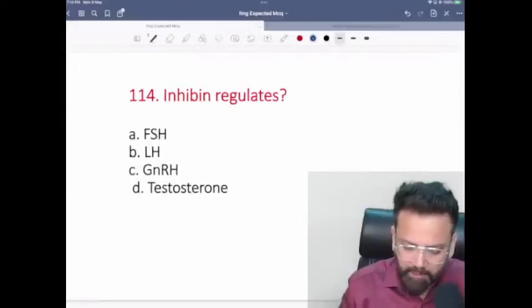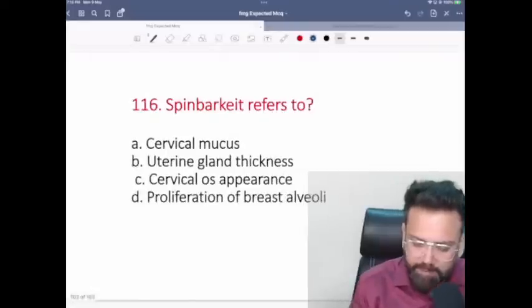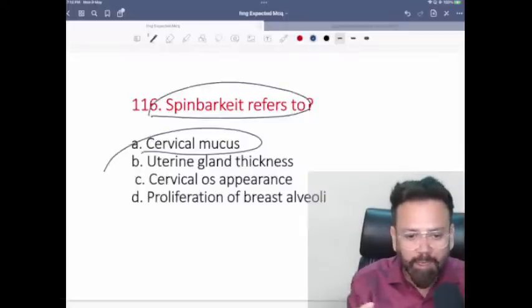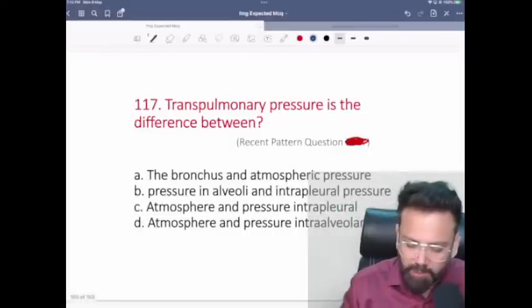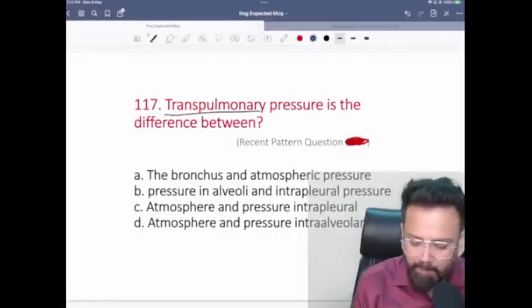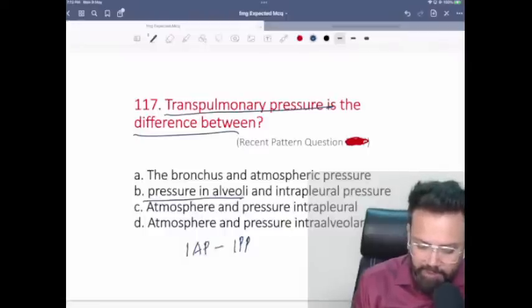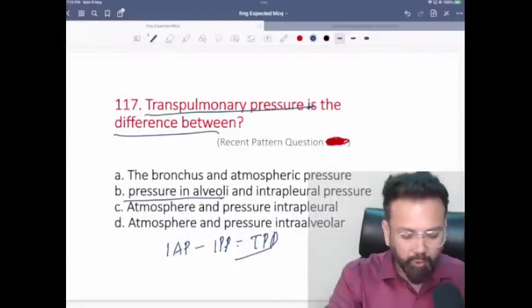This is finished. Inhibin regulates what? FSH. Spinnbarkeit refers to cervical mucus. During ovulation, it becomes like egg white. It is called as spinnbarkeit. Now the last question. Transpulmonary pressure is the difference between pressure in the alveoli, intra-alveolar pressure, minus intrapleural pressure, is called as transpulmonary pressure.